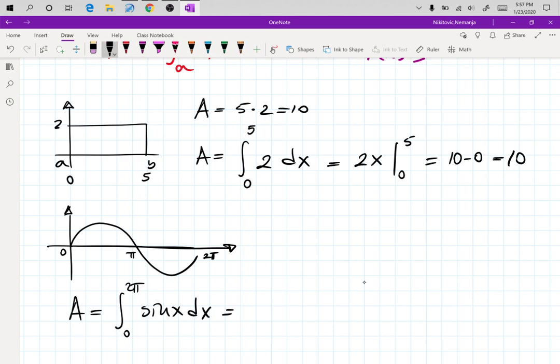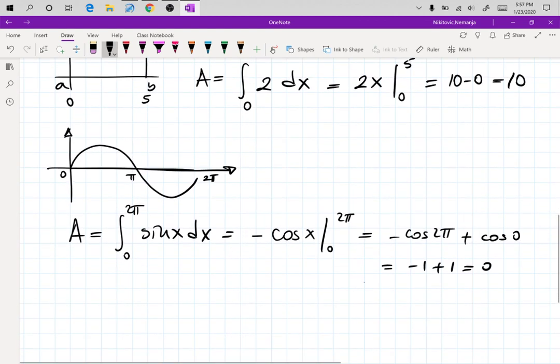So here is the calculation, right? Negative cosine x from 0 to 2 pi, and then you go negative cosine 2 pi plus cosine of 0, negative 1 plus 1 equals 0, and you say, nope. So why is it wrong? It's wrong because there is a positive area calculated here, negative area calculated there, and when they add together, you get the net area of 0. But you don't want that, right? You actually want to know the area of what you can color.